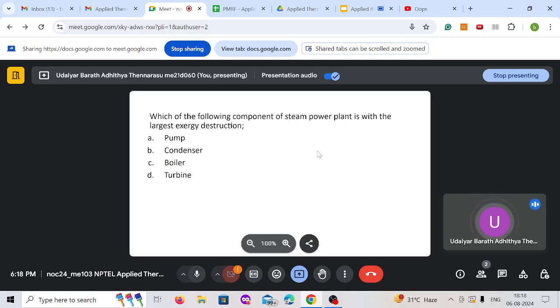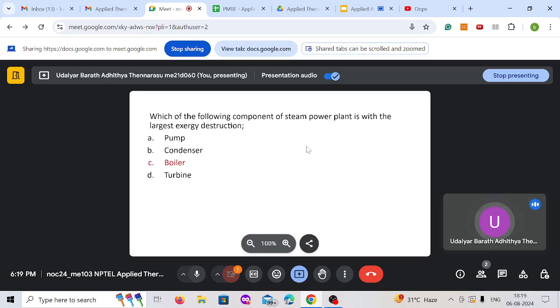Next is, which of the following components of a steam power plant has the largest exergy destruction? So in which of the following components of a steam power plant do we have maximum exergy destruction? Option A, pump. Option B, condenser. Option C, boiler. And option D, turbine. So the answer is option C, boiler.